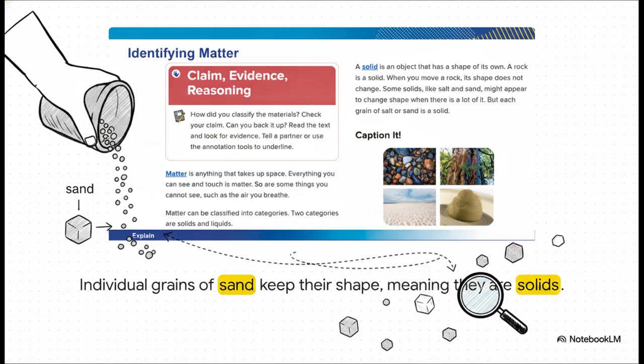This is such a great teaching moment. We have to reinforce the correct understanding. If you look really closely at a single grain of sand, that individual grain strictly keeps its own shape. It does not morph to fit the bucket. So sand and salt, absolutely solids.